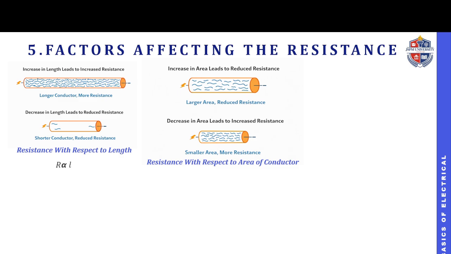In the same way, in a wide-area conductor, electrons will move fast. In very narrow wires, where the width is very small and the area is very small, the electrons will move very slowly. So we can conclude that resistance is inversely proportional to the area of the conductor. When the area of the conductor increases, resistance will reduce. When the area of the conductor reduces, resistance will increase.